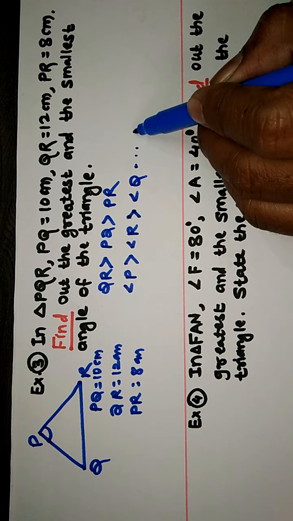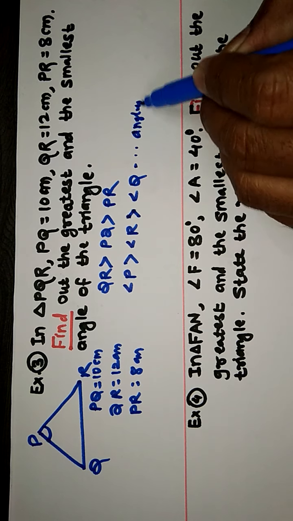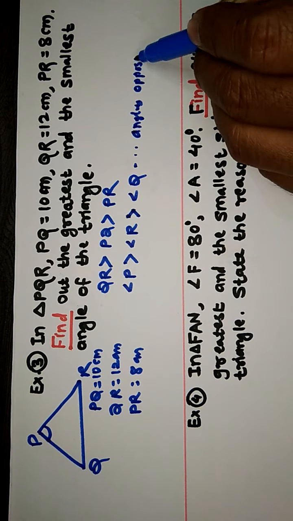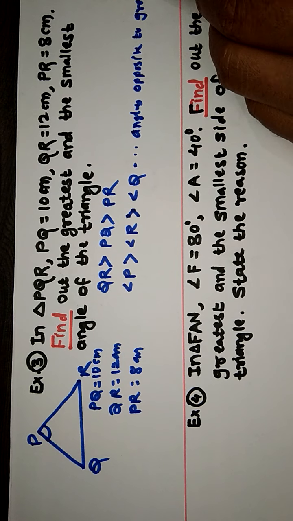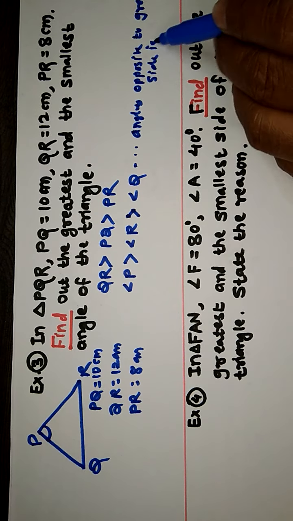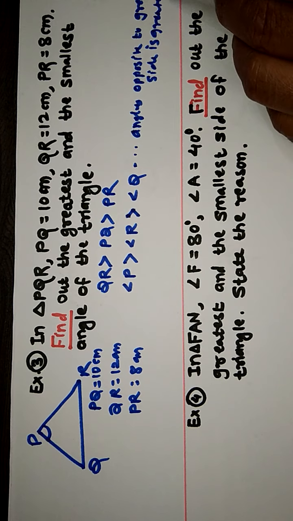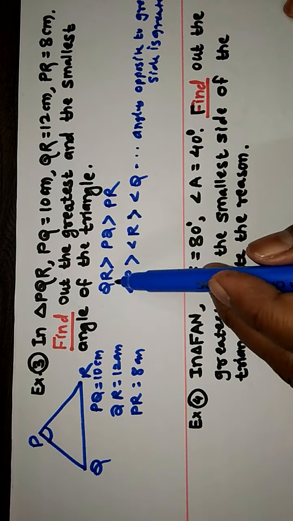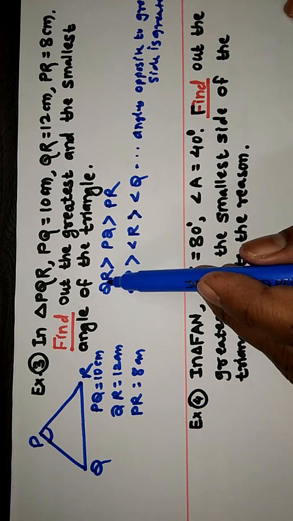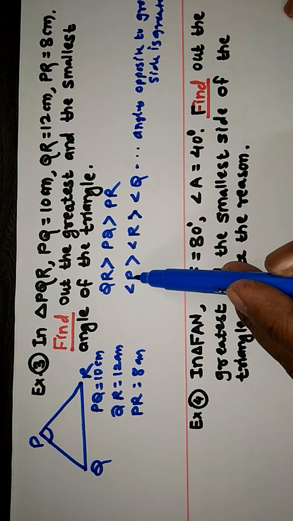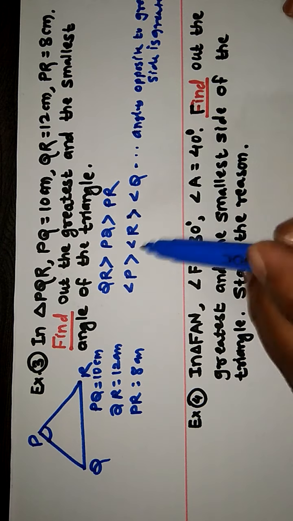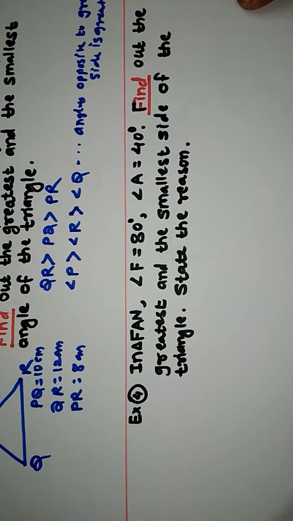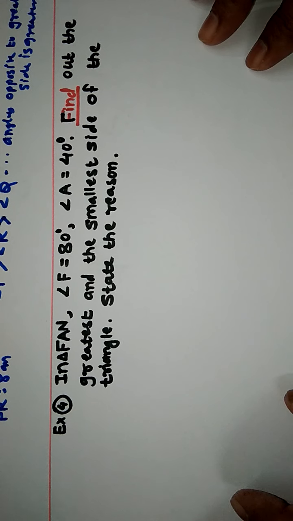You write down here, angle opposite to greater side is greater. What is the meaning of this? If a side is greater, then its opposite angle is greater. If a side is smaller, then its opposite angle is smaller. By using this property we solve this. Now we see example number 4.